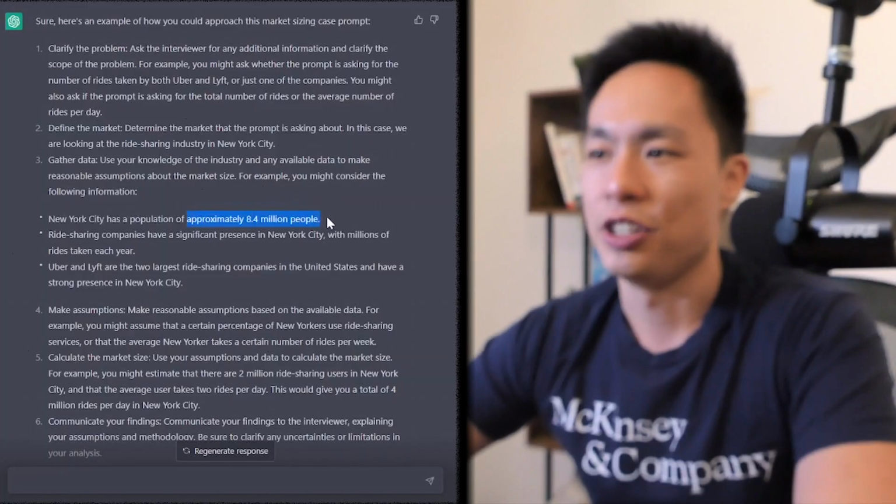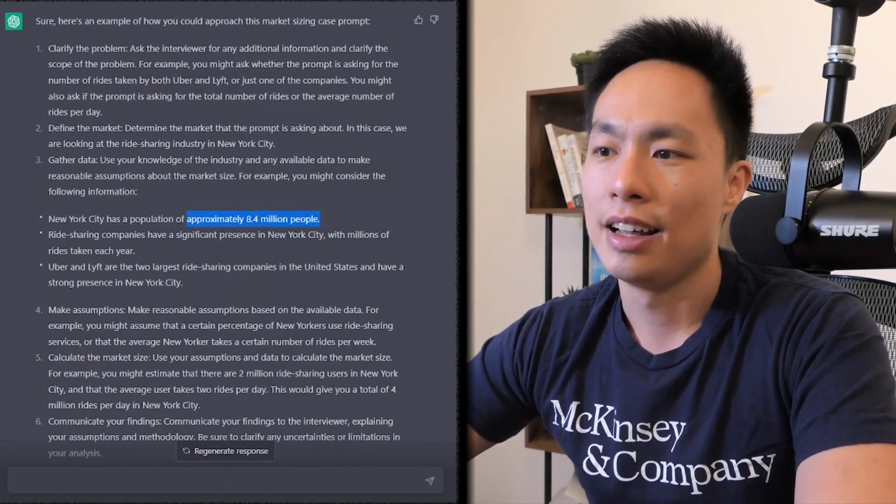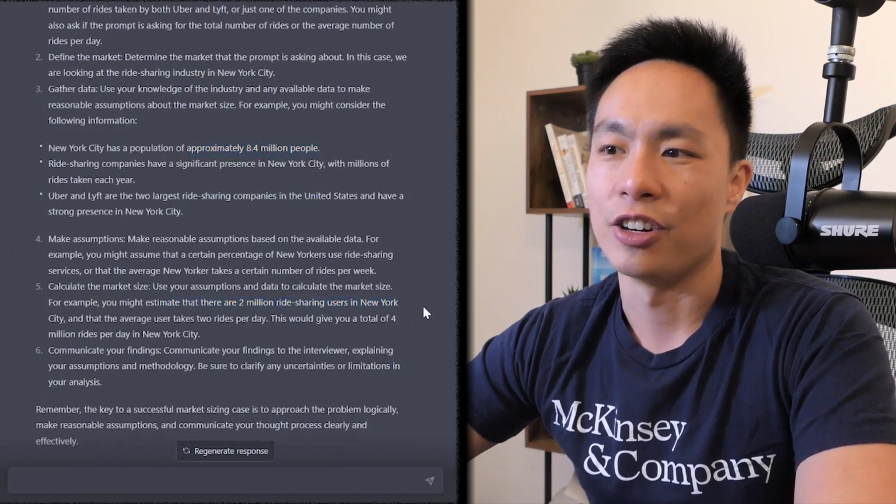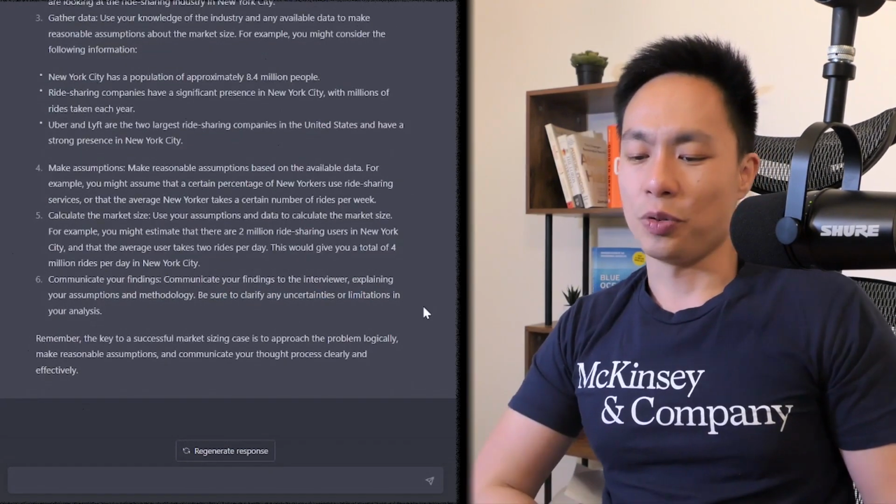The one thing I mentioned earlier that you want to be able to avoid and to keep tabs on is that ChatGPT doesn't know that in a case interview, you're not given access to external information. It's all in your head or what the interviewer gives you. So for example, here, it'll be able to estimate the population of New York already if you didn't already know that. And it'll also make some assumptions here about where it gets certain information, like there are 2 million riders in New York City.